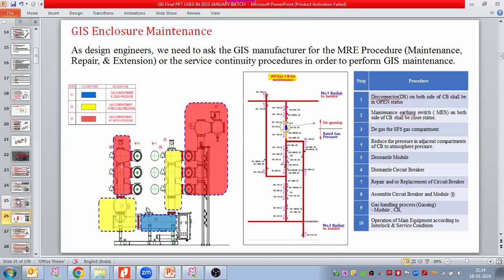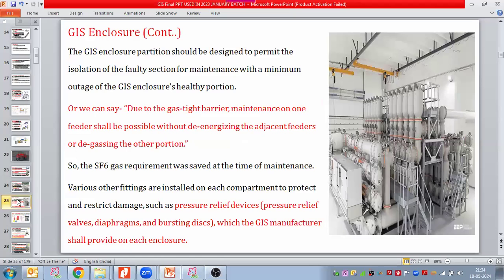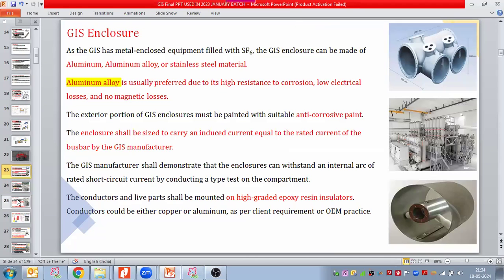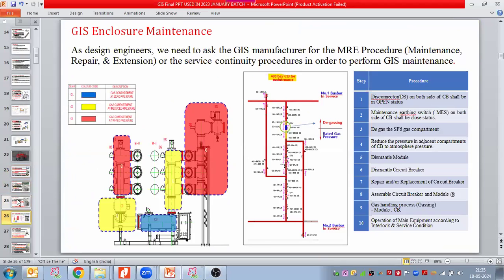Am I clear with the MRE procedures with the GIS enclosure compartment? Why do we divide the enclosure into small compartments? Am I clear with this? Yes, sir. Just one question. Do all the compartments have separate gas density monitors? Yes. Okay.